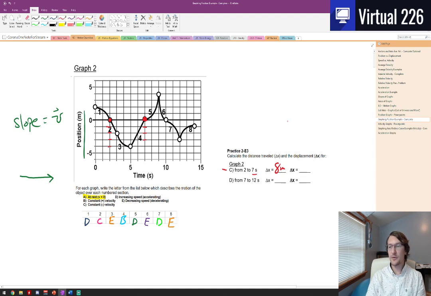In terms of our displacement, remember displacement is a vector. It is just the final minus initial position. Our final position here is at 0. Our initial position is at 0. 0 minus 0 is 0. So that's our displacement. Why don't you pause the video for a second? Try this from 7 seconds to 12 seconds. That's going to be from the purple marker here, all the way out to this purple marker right here. See if you can get a distance and a displacement, and then unpause the video and we'll work through it.